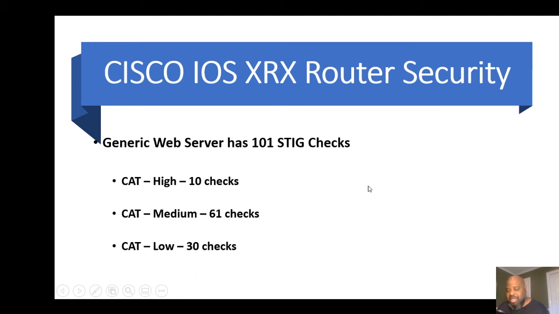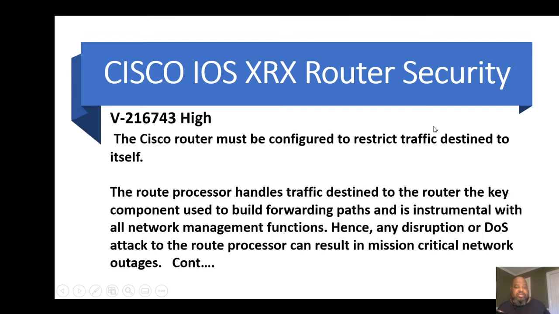So the 10 highs means those are vulnerabilities that are actually out in the wild and have actually been used to break into other Cisco routers. So those checks should be fixed and closed immediately. So I'm actually going to go over about 6 or 7 of those high level checks. Vulnerabilities.